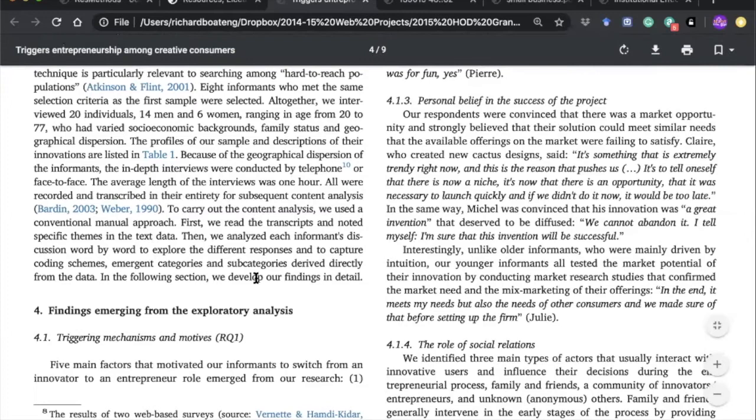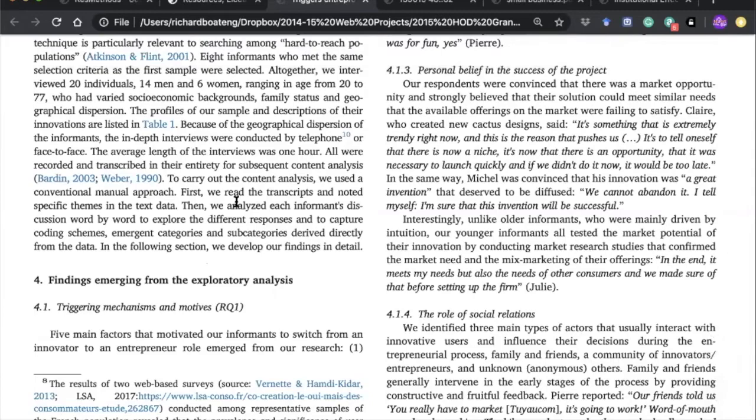Then it goes on to say that we analyze each informant's discussion word by word to explore the different responses to capture coding schemes, emerging categories and subcategories derived directly from the data. In the following section, we develop our findings in detail. Okay. So this is one approach and another approach. Let's look at another last one.